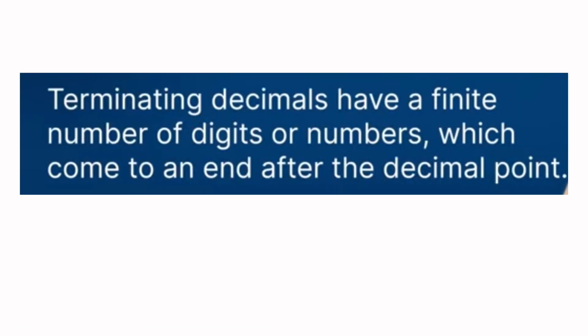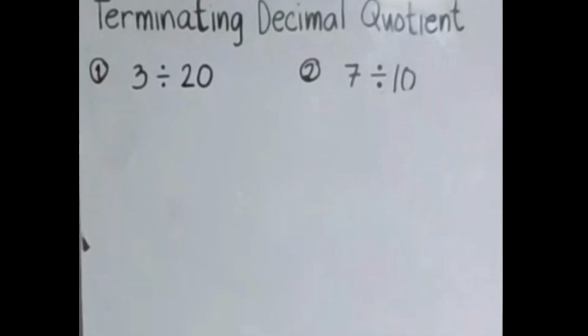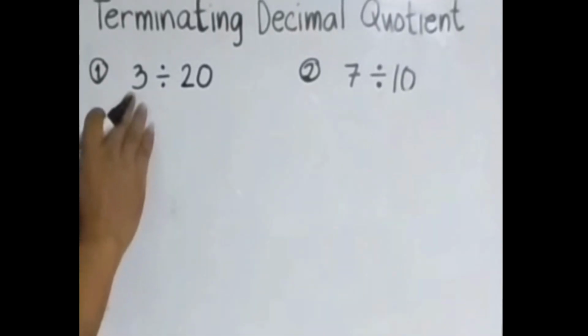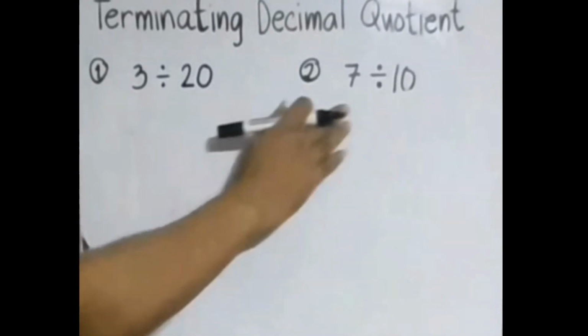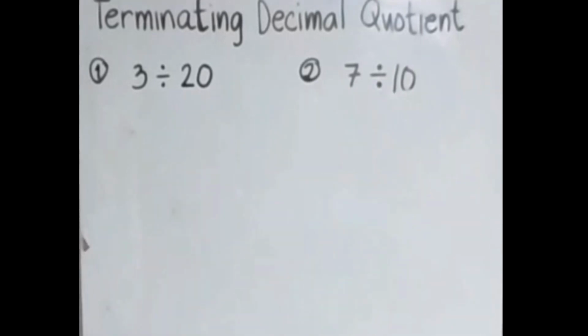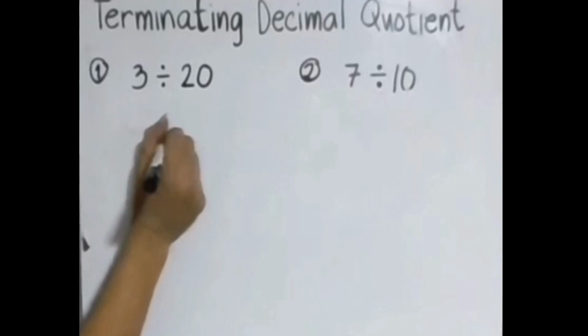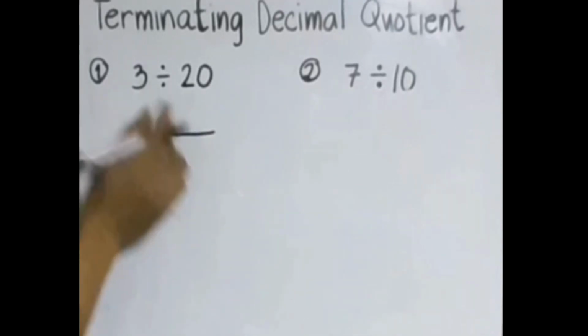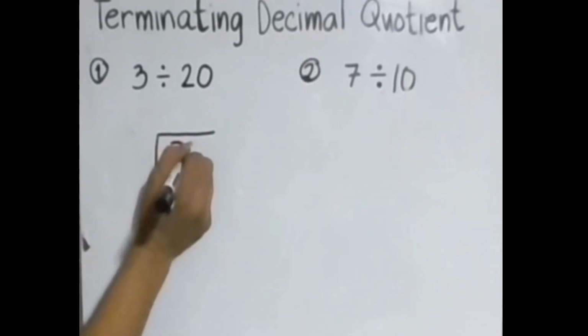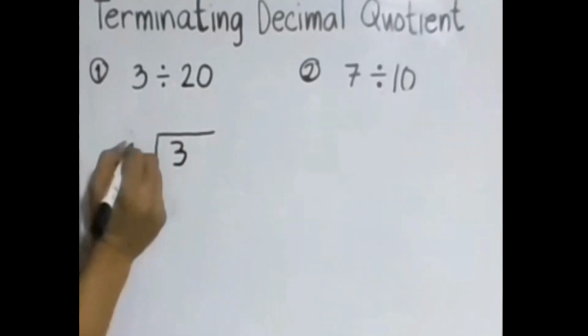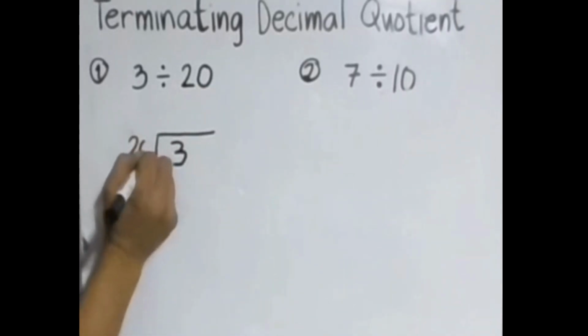Terminating decimals have a finite number of digits, which come to an end after the decimal point. Let us have these two examples. We have example number 1, 3 divided by 20 and 7 divided by 10. Okay, we can write this also in this way, where your dividend is inside, that is 3, and your divisor 20 will be outside.